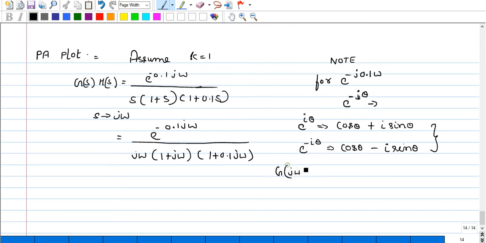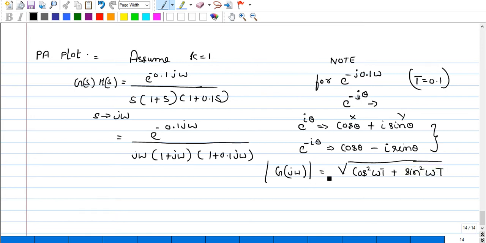Let me consider a unit feedback system. So the formula will be root of x square plus y square, where this will be x and this will be y. That is cos square omega t, where t is equal to 0.1, as it is in the form of e raised to j omega t, plus sin square omega t. So this is the case if you are identifying the magnitude.